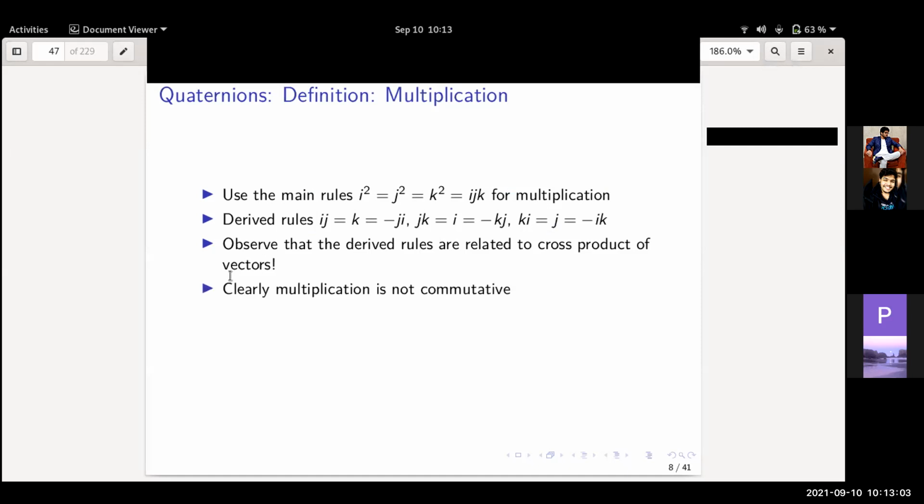Clearly, multiplication is not commutative. ij is not equal to ji. Let us multiply now two generic quaternions.